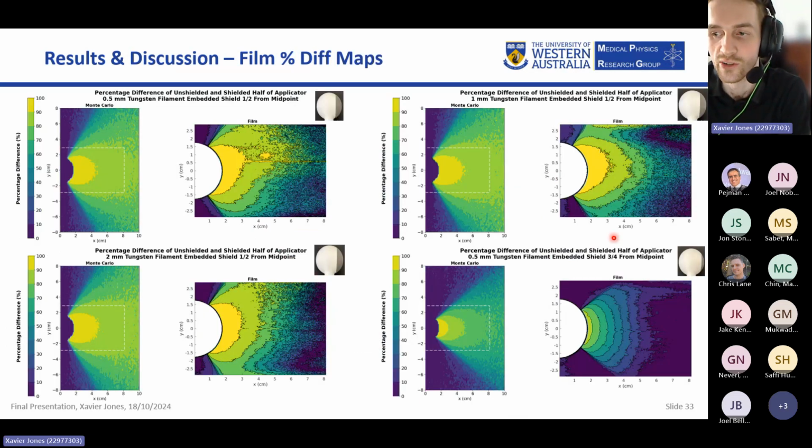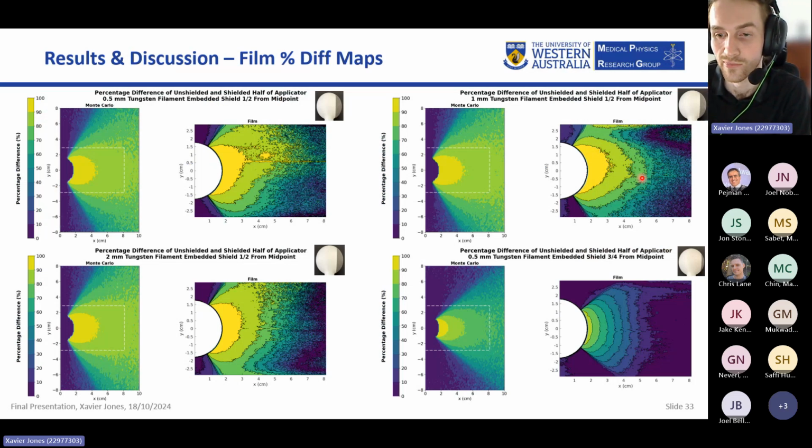Finally, presented here are comparisons between the film and Monte Carlo percentage difference maps. The film's relative position to the MC maps is marked out. Clearly, whilst the patterns produced are the same, the percentage difference falls off too quickly in the dose maps. This is explained by the lack of signal, again, in these outer regions, leading to the doses found here being very low and therefore relatively similar.